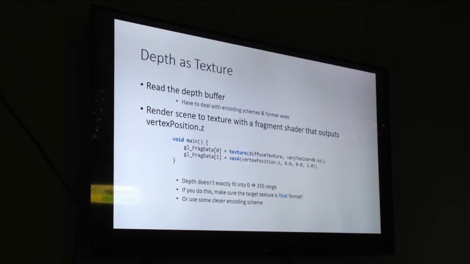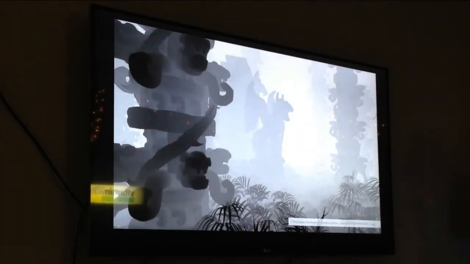Or you can use some sort of clever encoding scheme that does non-linear things, or spreads the position over multiple channels. The easiest way is to just use a float texture for that, and there's good hardware support for it. So that's what a depth buffer texture looks like. Also, the things that are farther away have more depth. The things that are closer have less depth.